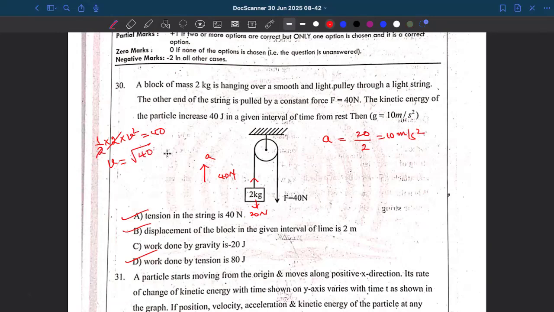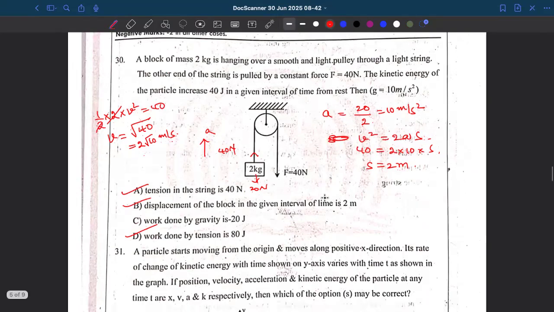That is 2 root 10. Am I right or not? So V square is equal to 2AS. V square, that is 40, equals 2 into 10 into S. So S is equal to 2 meters. Correct. Work done by tension is.